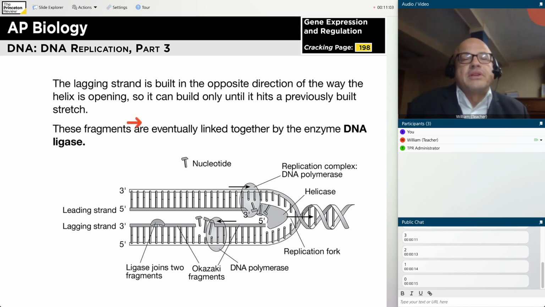Okay, so Okazaki fragments are eventually linked together with ligase. That's going to put them together, and then your setup is this. And you won't have to draw any figure like this.